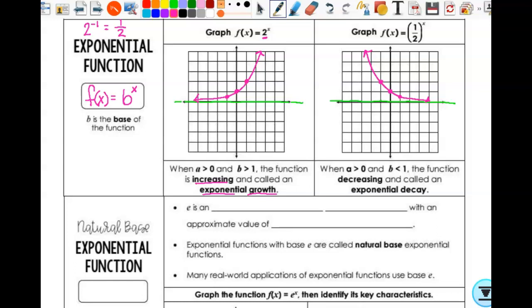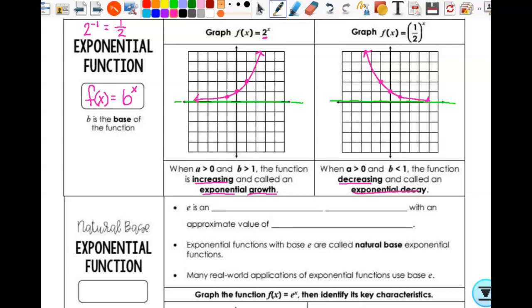So again, what I was trying to get at with this sentence is if the base is less than 1 but greater than 0, it's decreasing or exponential decay. All right, what questions you got?